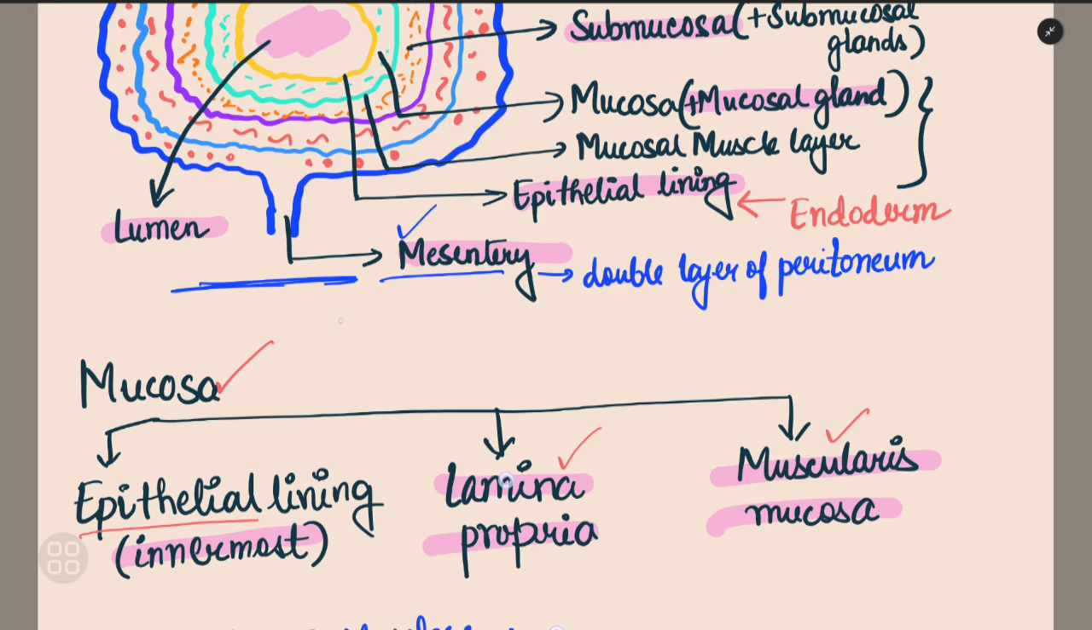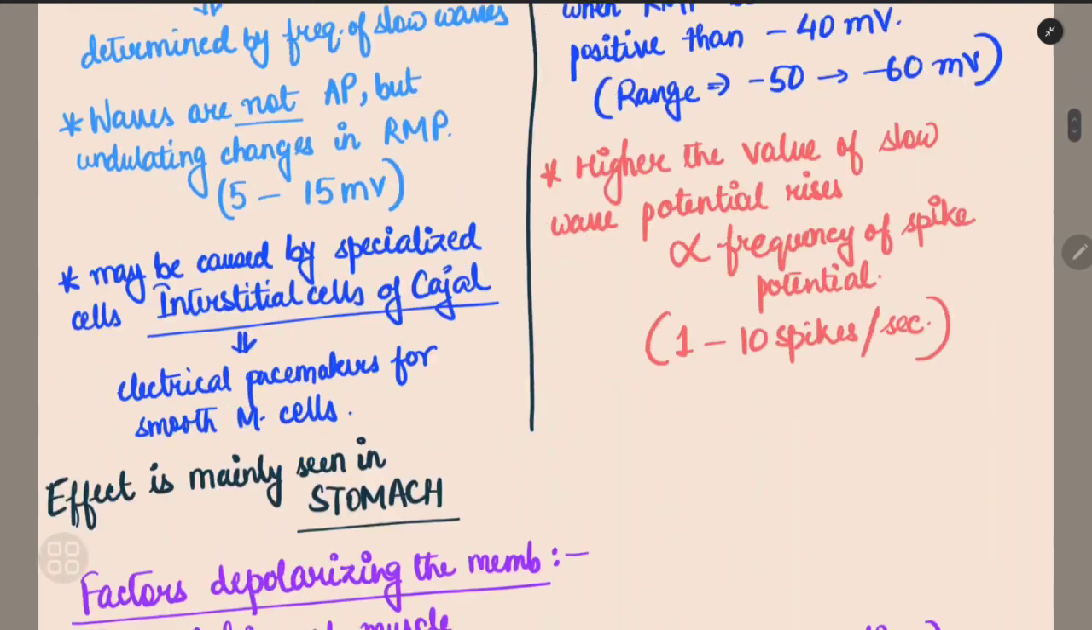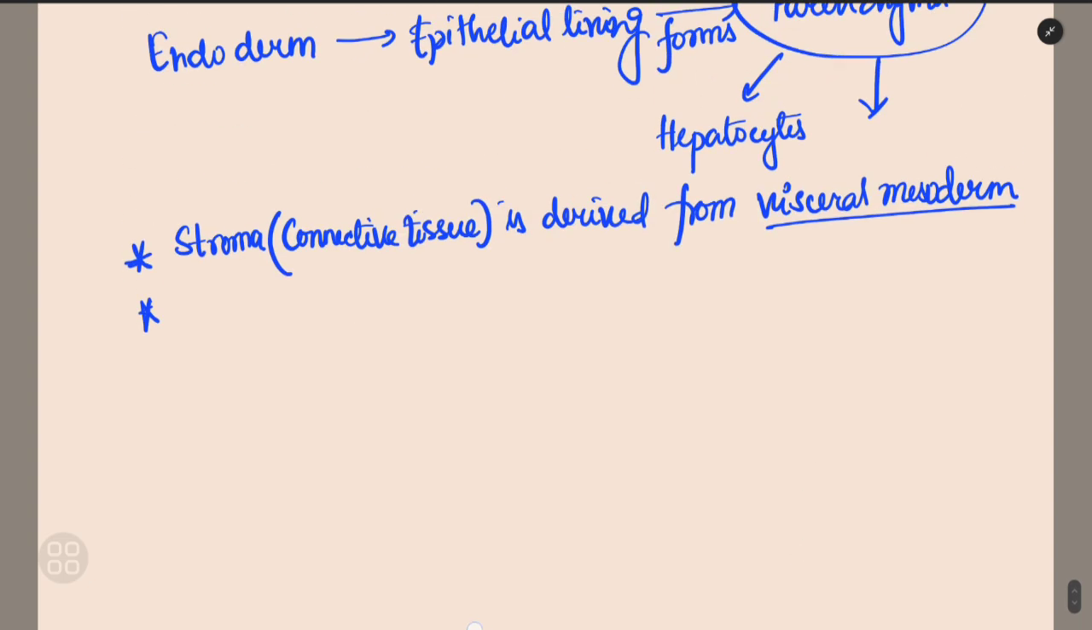Then these regions are included in the dorsal mesogastrium. Remember that the structures in these regions will be included in the mesentery portion, that is, in the dorsal mesentery. Then remember this mesentery is divided into two parts. Mainly we have the dorsal mesentery and the ventral mesentery.